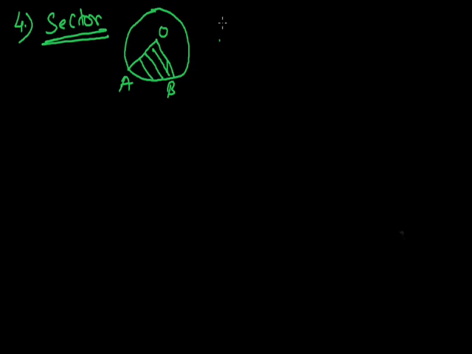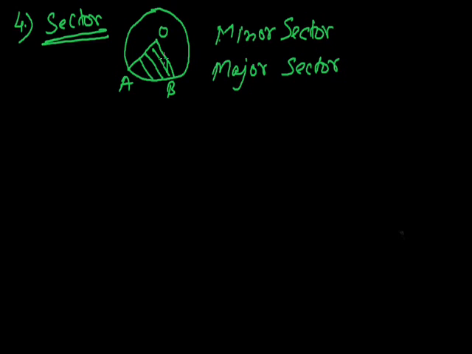Here are two sectors. First is the minor sector and the other one is the major sector. The minor sector is the part that is lesser in area, and the part which is more in area is known as the major sector. So here, OACB is the minor sector and the remaining part of the circle is the major sector. Hence we can also know about the angle between the two radii.